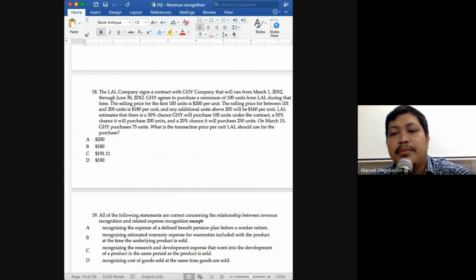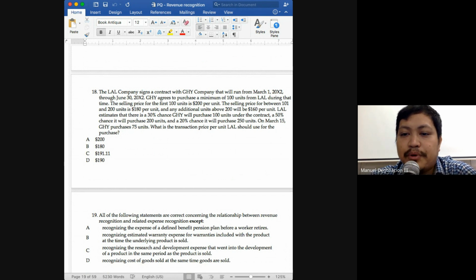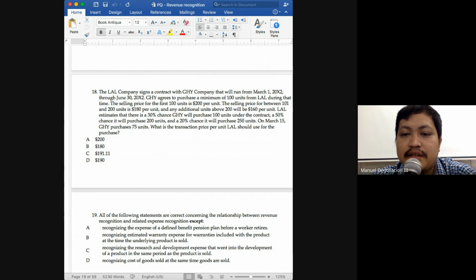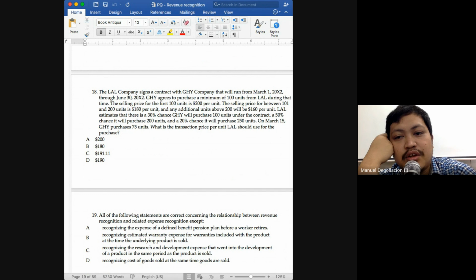LAL estimates that there is a 30% chance GHY will purchase 100 units, 50% chance it will purchase 200 units, and a 20% chance it will purchase 250 units. In determining your transaction price, remember the third step, class. What's the third step? Determine the transaction price. To determine the transaction price, you will have to compute for the weighted average expected sales. So you will have to estimate how much sales you are going to have in this contract, and you do that by using the weighted average method, class. You multiply the percentages with the corresponding volume.